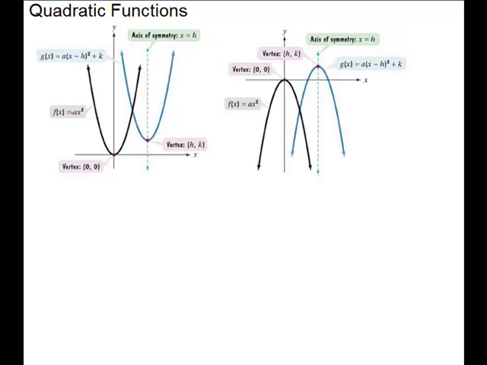This one just has a different vertex, so it slid over and it slid up. The vertex is (h, k). Its axis of symmetry will be x equals h. And these open up. Our a is positive.